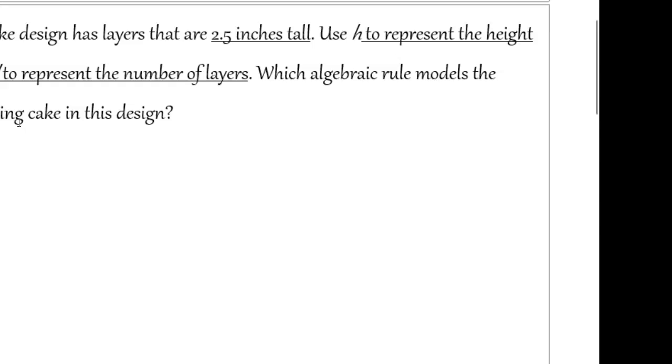So now that we have our first example, we have one wedding cake design has layers that are 2.5 inches tall. Use H to represent the height of the cake and L to represent the number of layers. Which algebraic rule models the height of a wedding cake in this design?